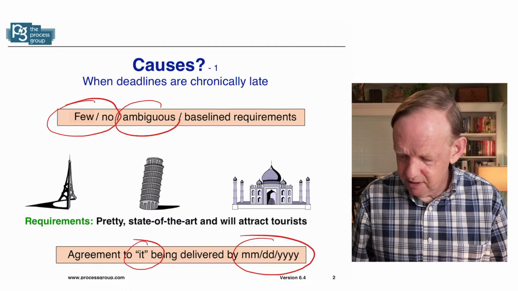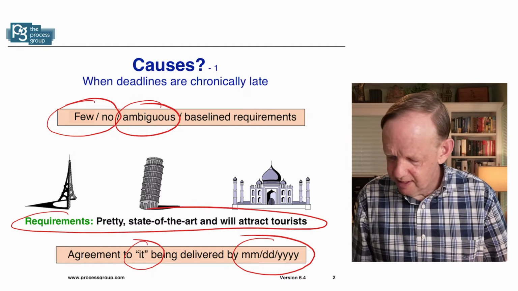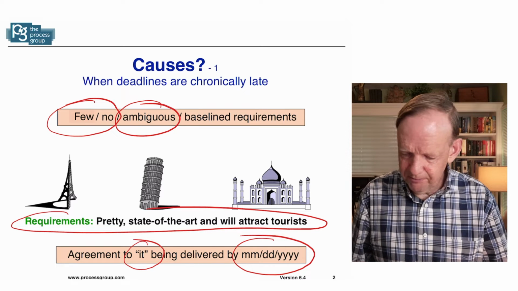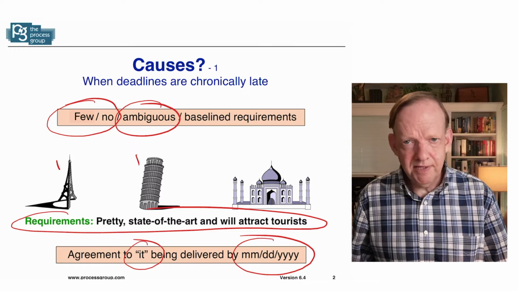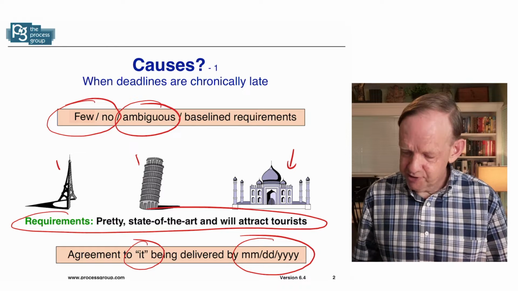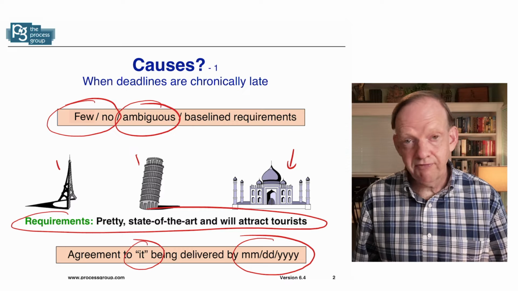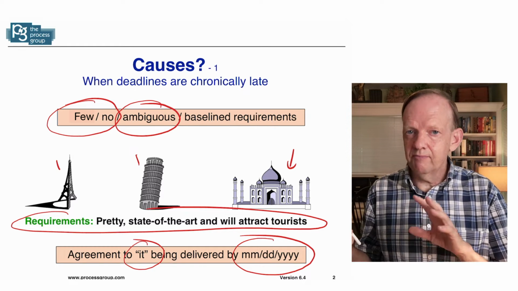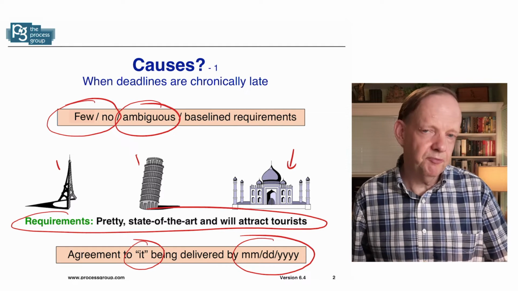Ambiguous requirements, another common root cause. So the requirement down here is "pretty and state-of-the-art and will attract tourists." Again, that could be anything from an Eiffel Tower, Leaning Tower of Pisa, and the Taj Mahal. And so each one is actually pretty, state-of-the-art in its time for sure, and definitely will attract tourists. But which one are we building? And if we don't have a more clear requirement, then we're going to be running around building one of them, and it could be the wrong one.